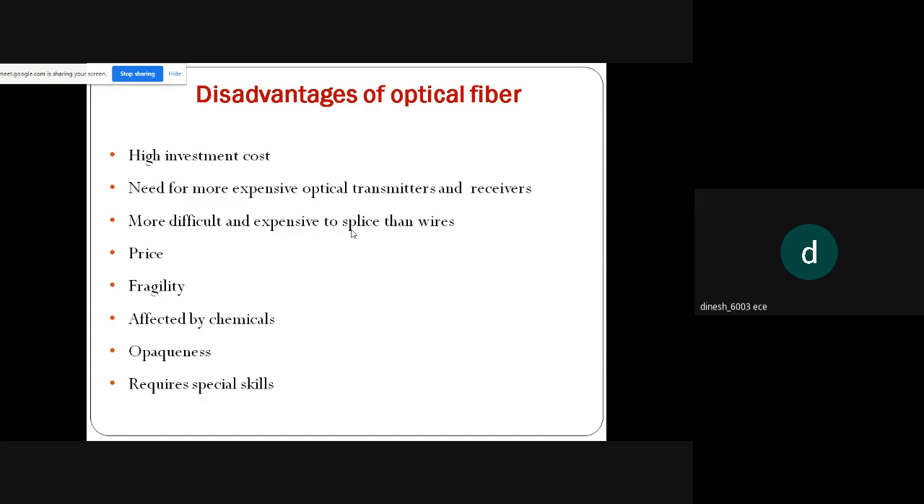Opaqueness is another disadvantage. Then, in order to maintain and restructure or work on the fibers requires some special training. These are the disadvantages of using an optical fiber. So depending upon the need and request, the optical fiber can be deployed as per the requirements.